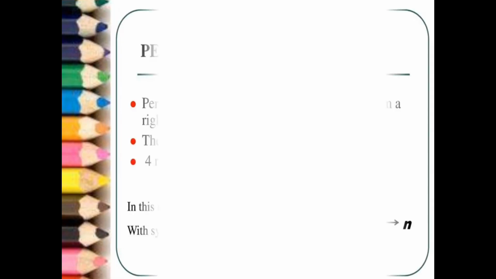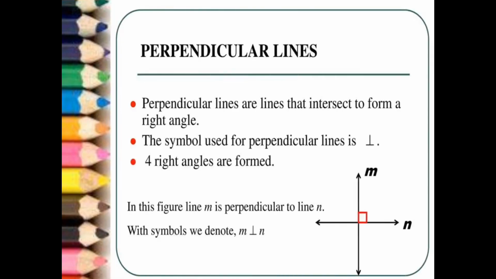Next topic is perpendicular lines, and it says that perpendicular lines are lines that intersect to form a right angle. The symbol used for perpendicular lines is shown here, and four right angles are formed at the point of intersection. In this figure, line M is perpendicular to line N, and with symbols we will write it like this.